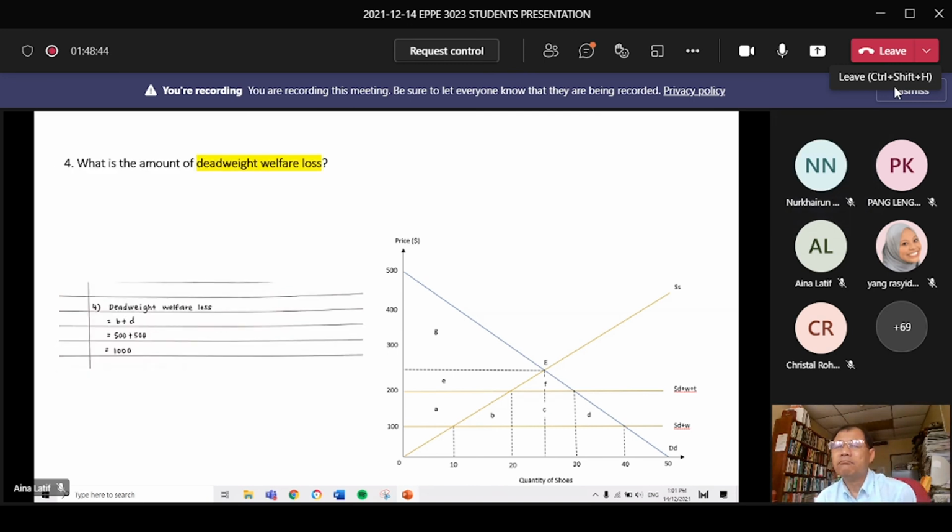So for the deadweight welfare loss, we know that this is just the combination of the protective effect and the consumption effect. So we just have to add those values. So that will be equal to B plus D, which is equal to 500 plus 500, resulting in a deadweight welfare loss of 1,000.